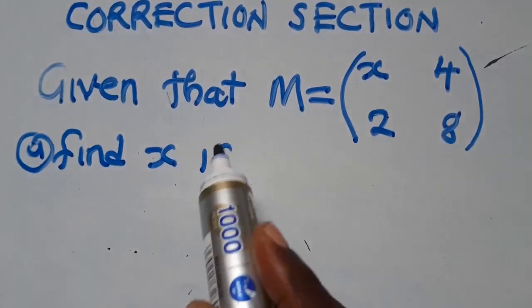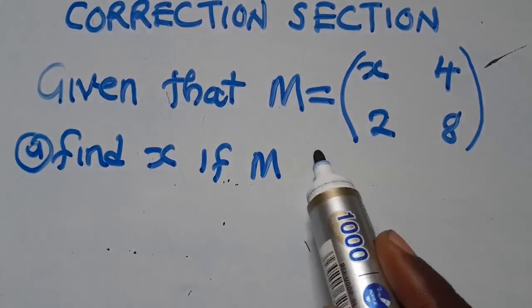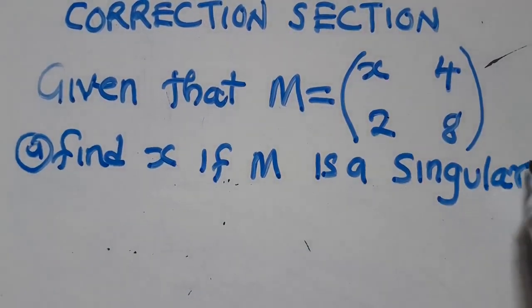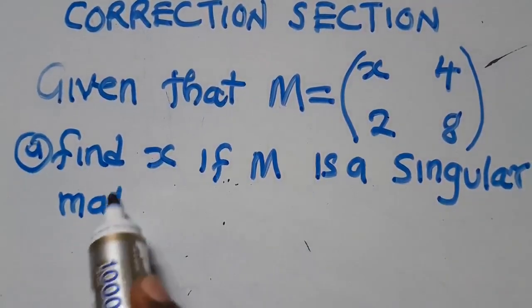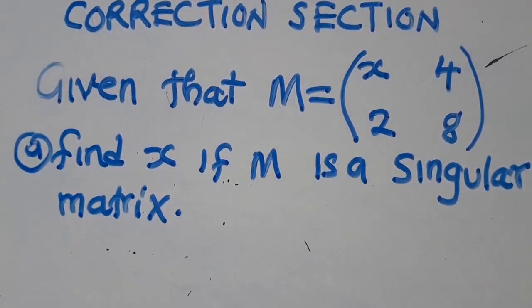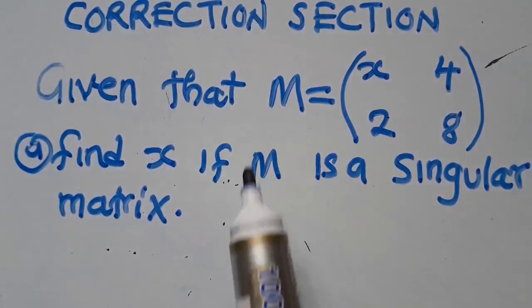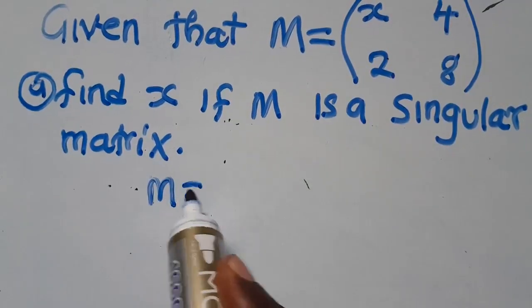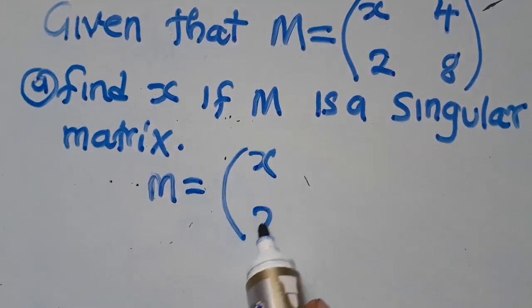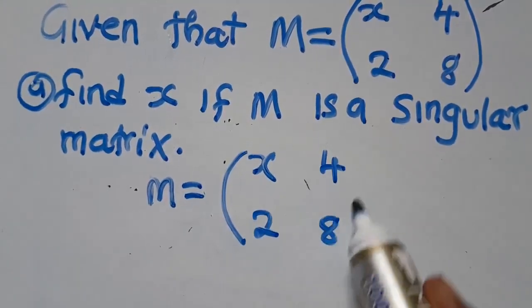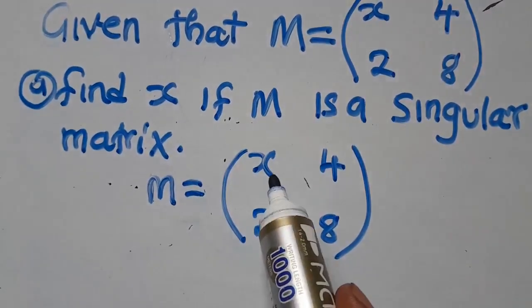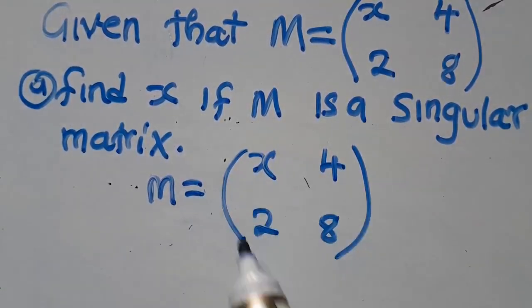Given that M is equal to that, the first question: find x if M is a singular matrix. How can we go about this question? The matrix which you are given is like this: x, 2, 4, 8. What are you told? You are told to find x if this matrix is a singular matrix.